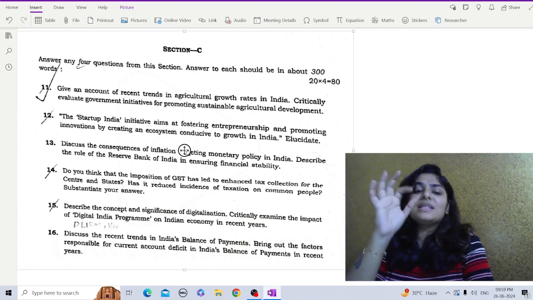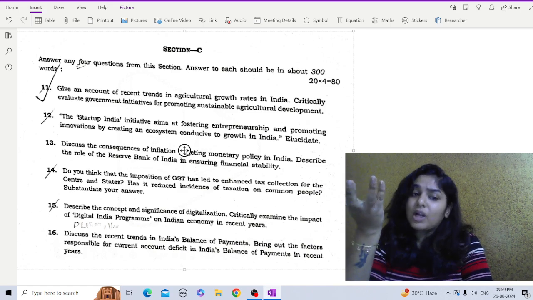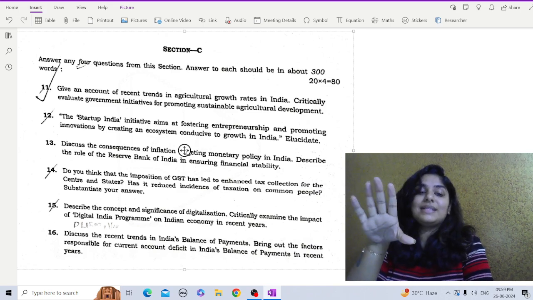Despite facing challenges such as fluctuating monsoon patterns, limited technological adoption, and fragmented land holdings, the sector remains crucial, contributing about 17 to 18% to the GDP and employing nearly half of the workforce. Now, recent years have seen significant efforts to enhance productivity and sustainability in agriculture. So, key trends include what?